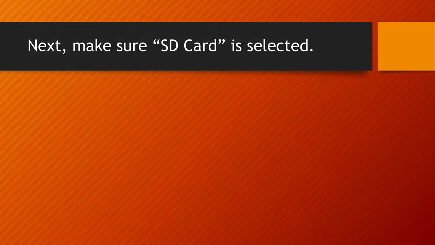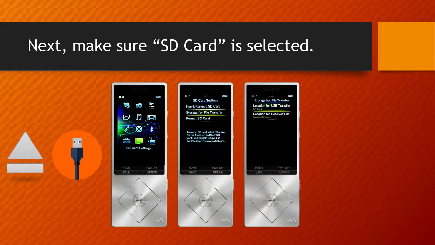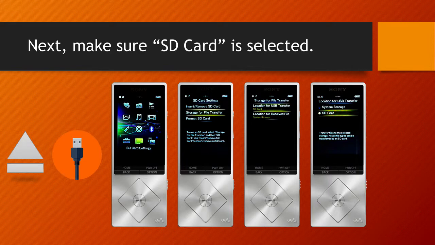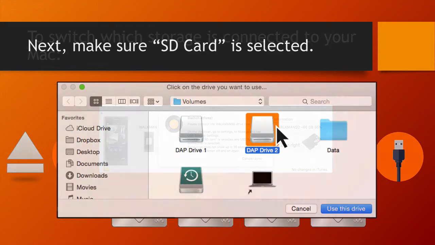What will happen next is that it's then going to ask you to select the SD card. And so we'll make sure that the SD card is selected by ejecting the disk, unplugging the DAP, going into SD card settings, storage for file transfer, location of USB transfer, and selecting SD card and plugging the DAP back in. Then you will essentially select that as your second DAP drive. It'll probably be called SD card. And at that point, you've told Dapper what the first drive is called, typically Walkman. Also, you've selected the second drive, which is typically SD card. And at that point, you can continue on your merry way in terms of the Dapper setup.